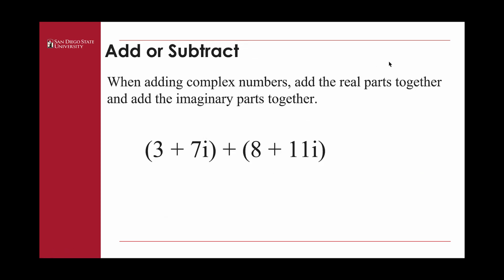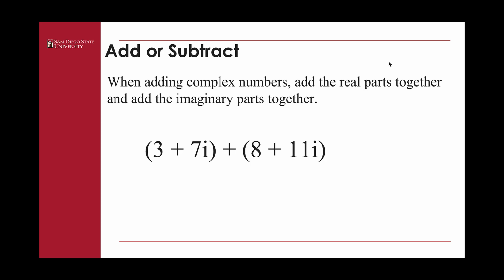Let's look at addition and subtraction. When adding complex numbers, we add the real parts together and add the imaginary parts together. So we do not add real parts and imaginary parts. We do not mix and match. We only add real parts to real parts and imaginary parts to imaginary parts.